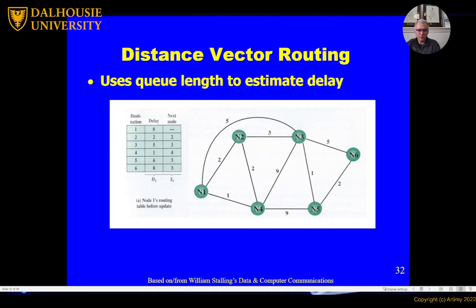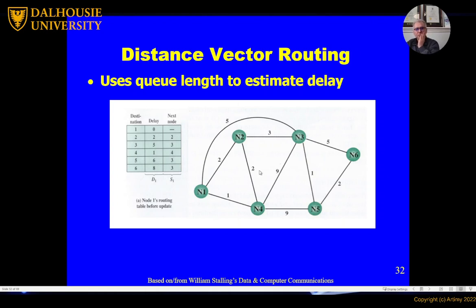But one of the famous, or actually one of the first routing protocols in the internet, is the RIP protocol. And the RIP protocol uses the number of hops, the number of jumps, as the distance, right? So the concept is the same, just now we're talking about the queue length as the metric.